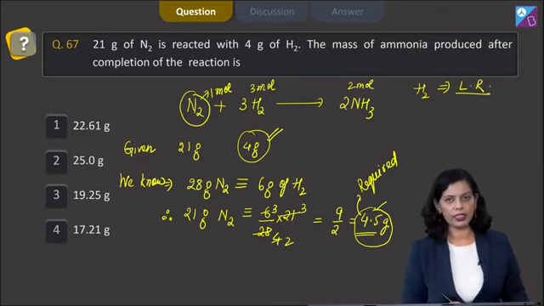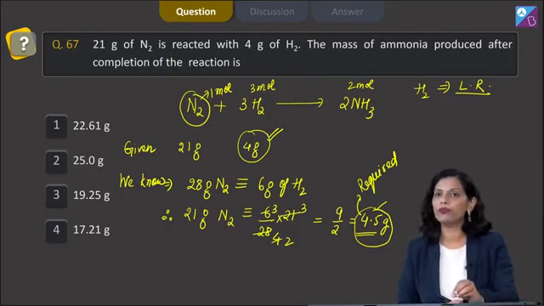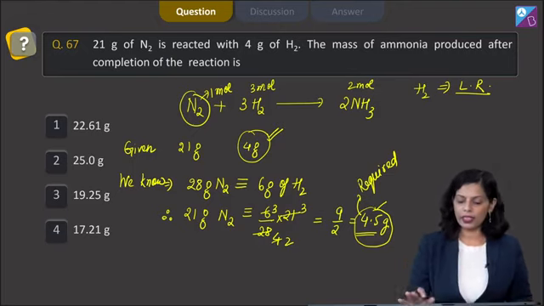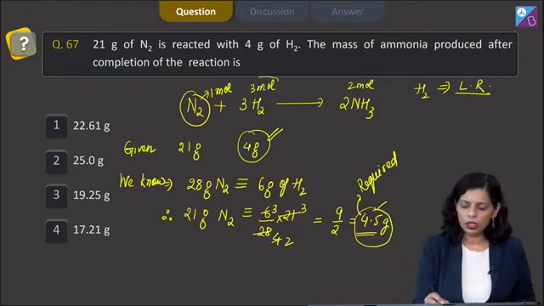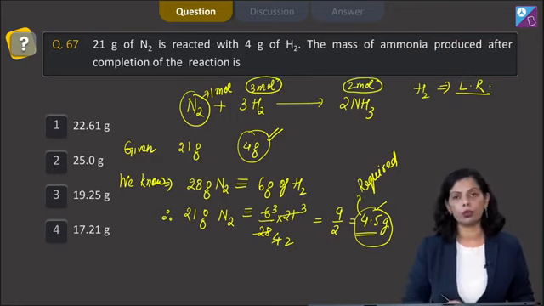Getting it? And if hydrogen is the limiting reagent, then the amount of ammonia formed would be dependent on the amount of the limiting reagent, it means the amount of hydrogen. So I am just once again looking at this expression, 3 mole of hydrogen is forming 2 mole of ammonia.